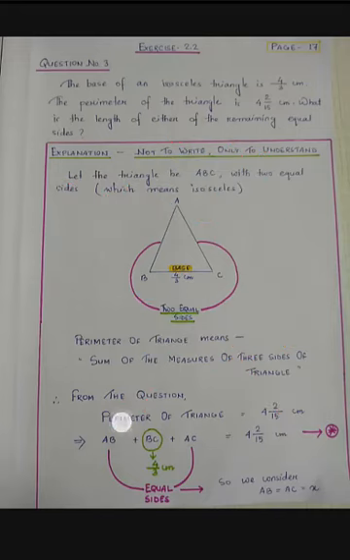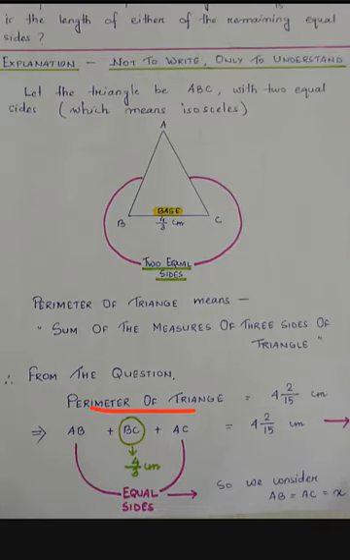Now, in place of the perimeter of the triangle, this can be replaced by AB plus BC plus AC. Already it is told that the sum of all three sides of a triangle gives us the perimeter. This is equal to 4 and 2 by 15 centimeters, that means 4 whole 2 by 15 centimeters.